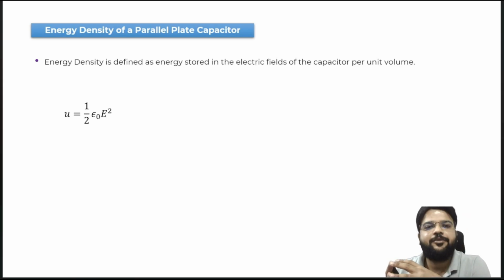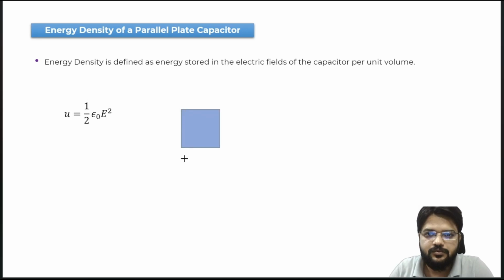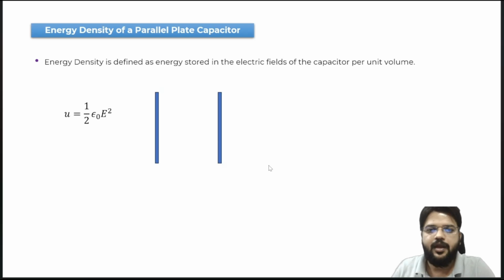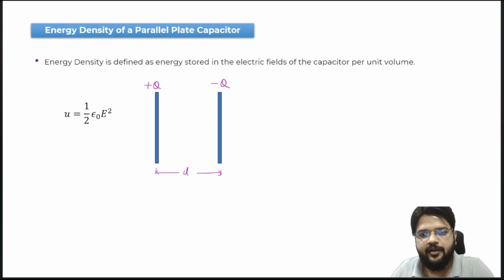Now let's see the next one, everyone. Energy density of parallel plate capacitors. So now we want energy density, correct? Here we have two plates. And the energy between these plates we know already, correct? The separation between the plates is, let's suppose, D, and the area of the plate is A. So the energy between these two plates, we know, is half CV square.